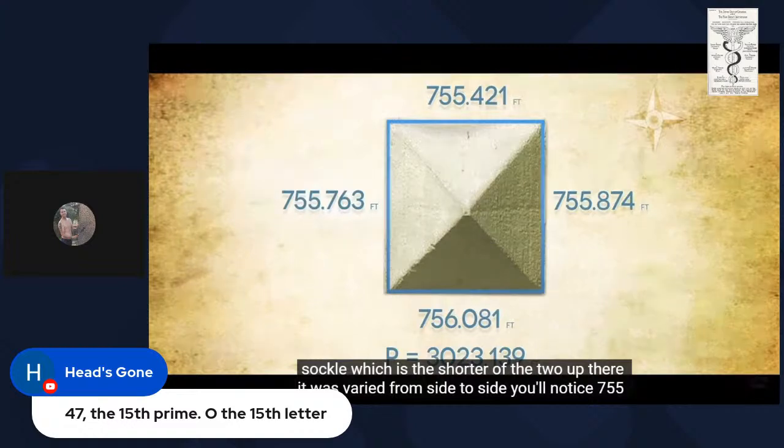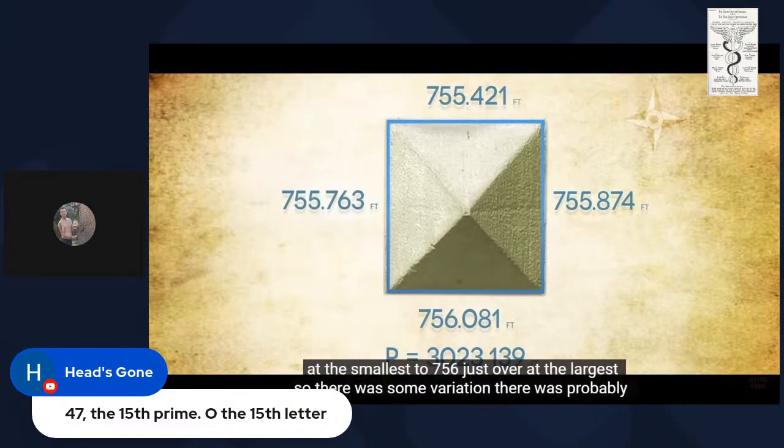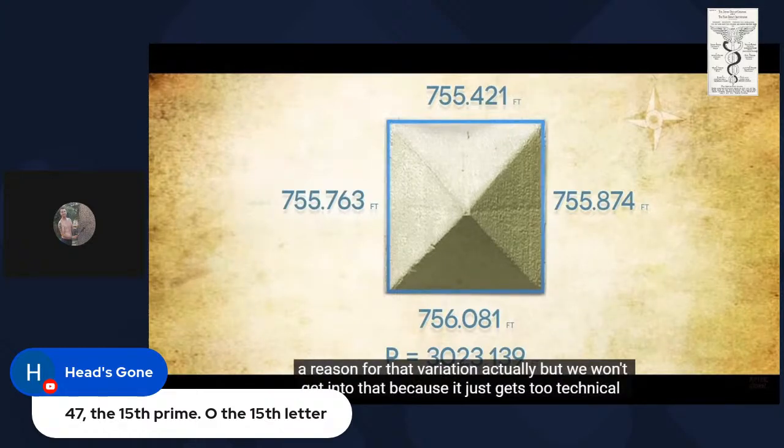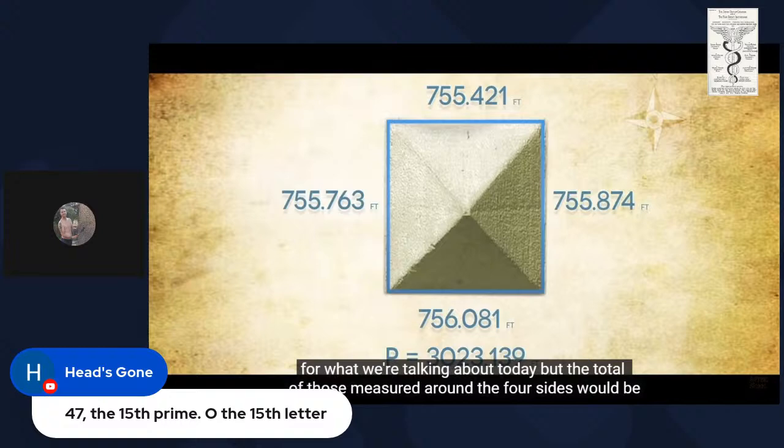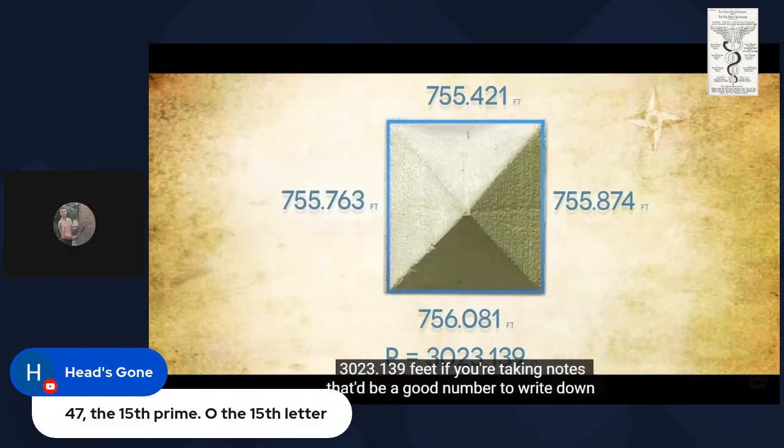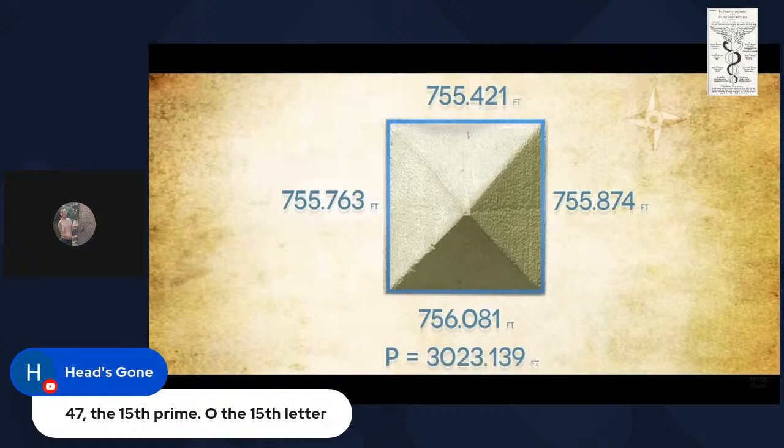You'll notice 755 at the smallest to 756 just over at the largest. So there was some variation. There was probably a reason for that variation, actually, but we won't get into that because it just gets too technical for what we're talking about today. But the total of those measured around the four sides would be 3,023.139 feet. If you're taking notes, that'd be a good number to write down.